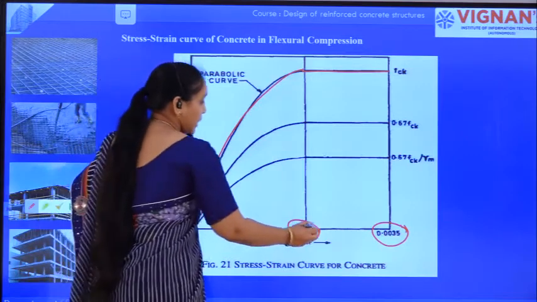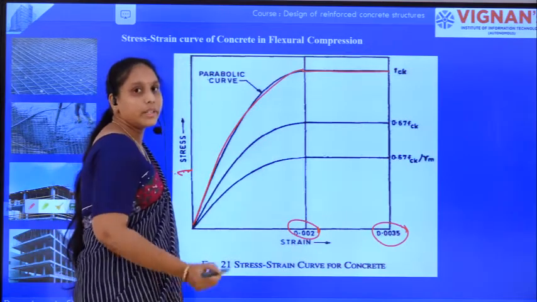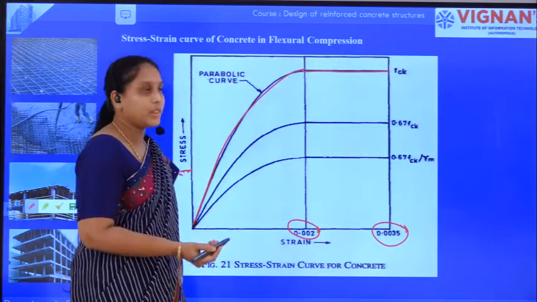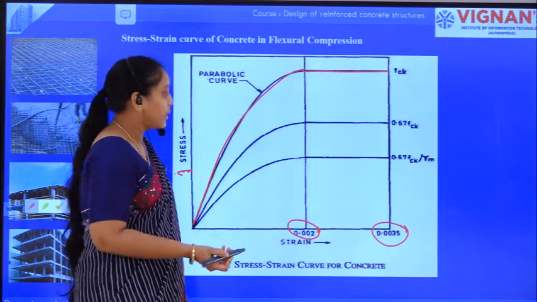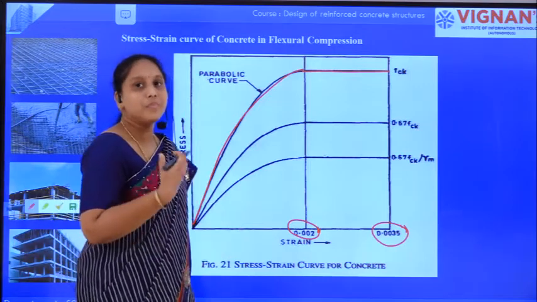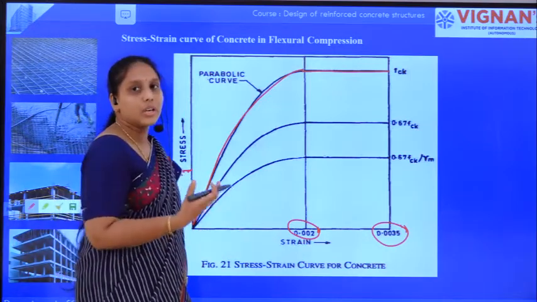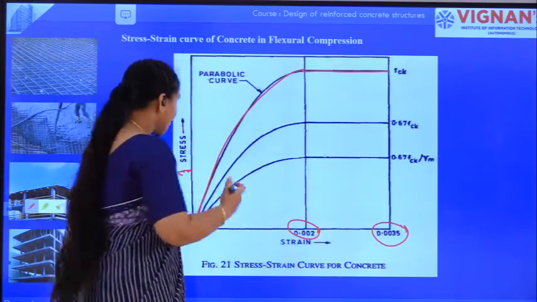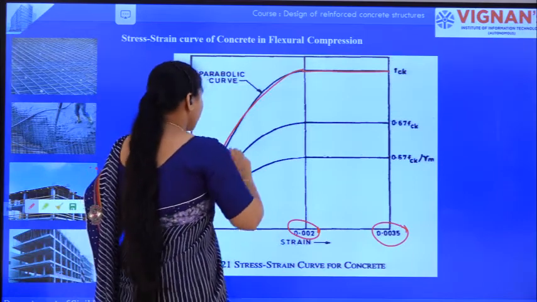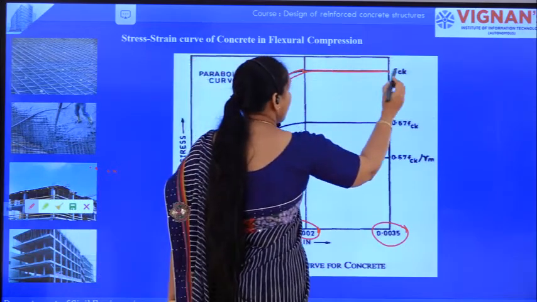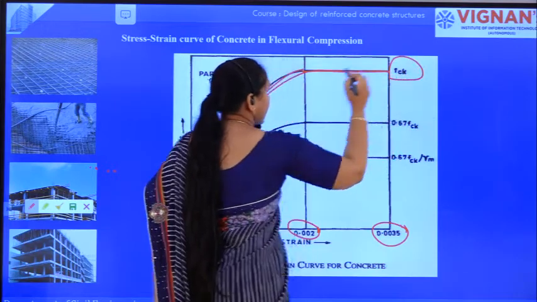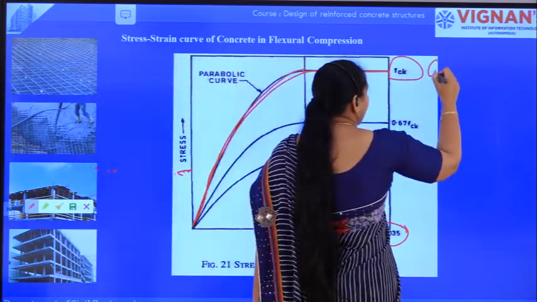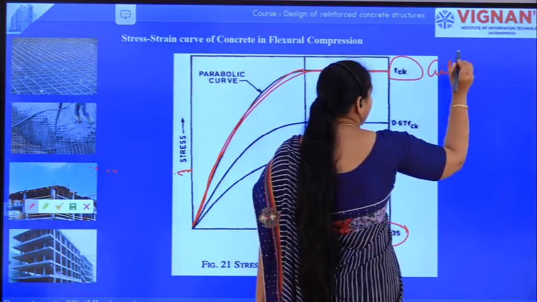In the design of structural members by the limit state method, we are going to consider the design strength. So how are we going to consider the design strength? Here we can see three curves. This curve is the normal characteristic compressive strength curve, that is, the characteristic compressive strength for the cube.